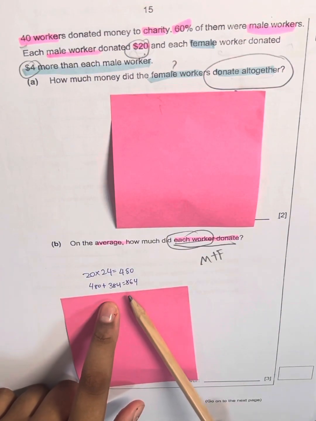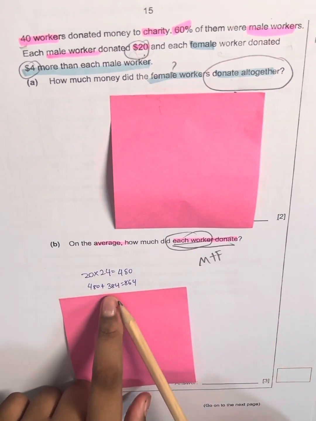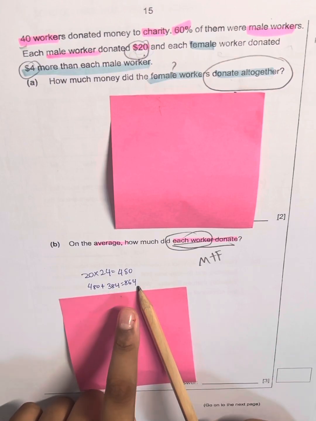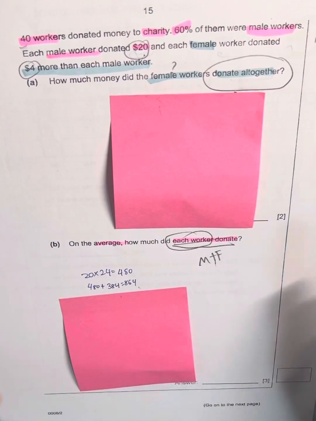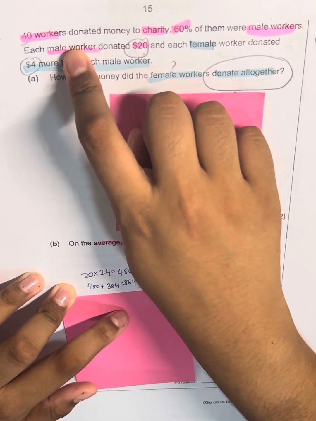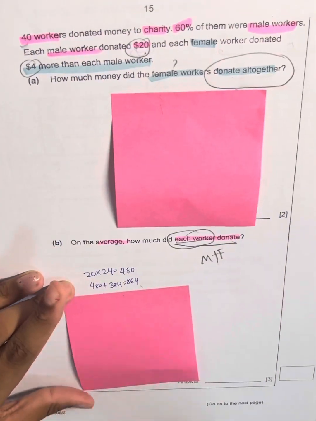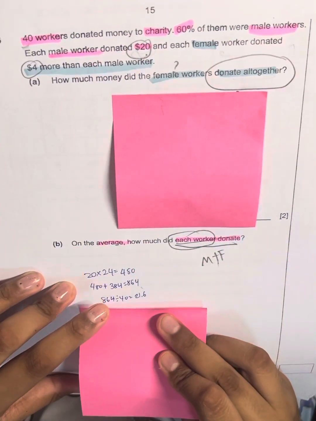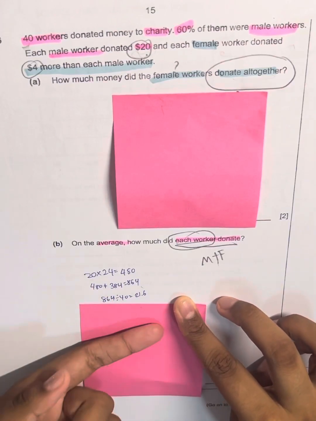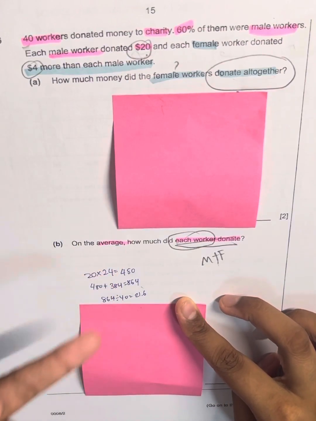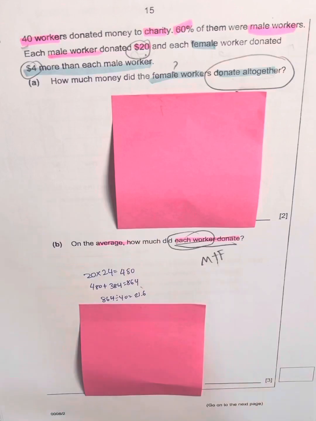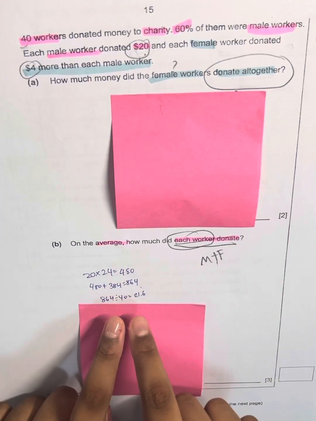480 plus 384, that means male plus female, which will give us 864. That means this is M plus F, right? And now let's look back at the question. We know that there are 40 people. So next step should be 864 divided by 40 to find the average, because average is equal to the total number divided by the number of people or the number of objects that are there. Okay, so that's the average amount, which is $21.6.